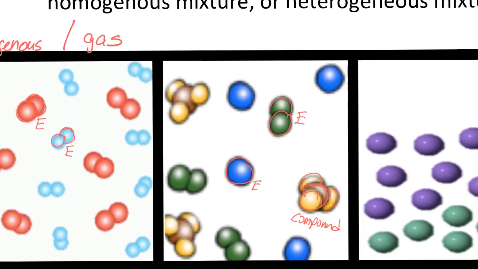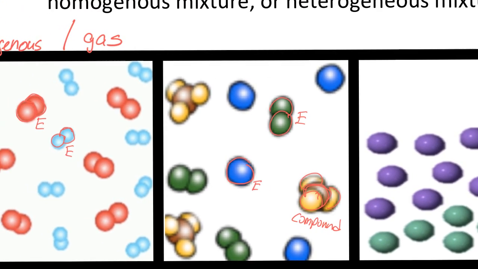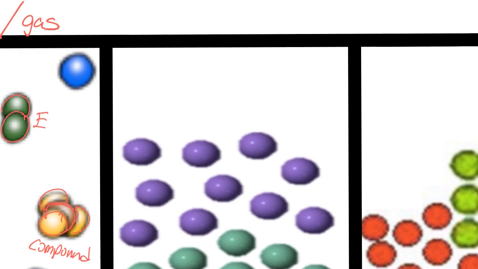Now I'm going to zoom out a little bit and look at the whole thing. Well, it looks like these are pretty well blended, so this is another homogeneous mixture. And now for the phase of matter, again, these are very well spread out. They're not organized at all, so I would say this is a gas. On to the next one.